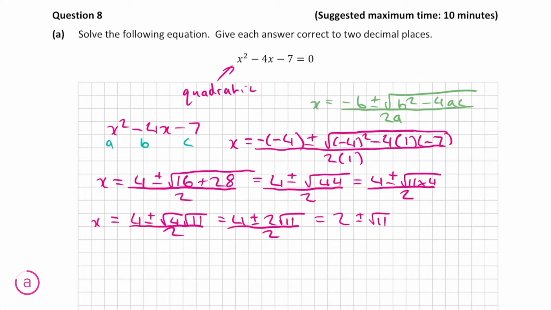So all we have to do is put 2 plus or minus root 11 into our calculator and we'll get our 2 values of x. When we do this, we get x equals 5.32 or x equals minus 1.32, correct to 2 decimal places, and those are our values of x.